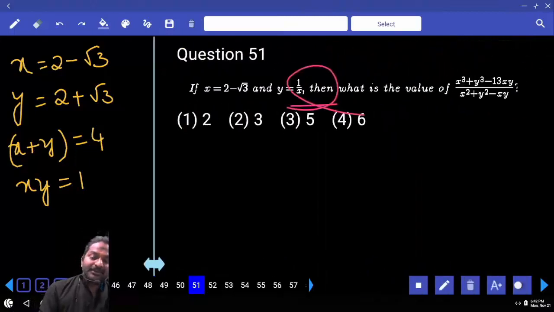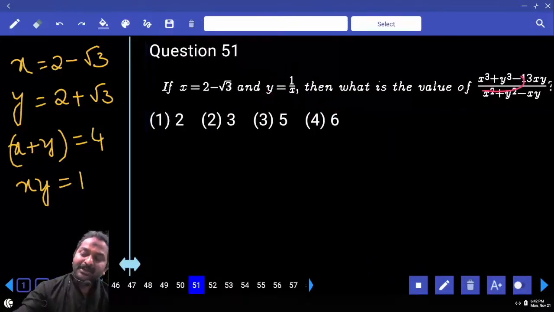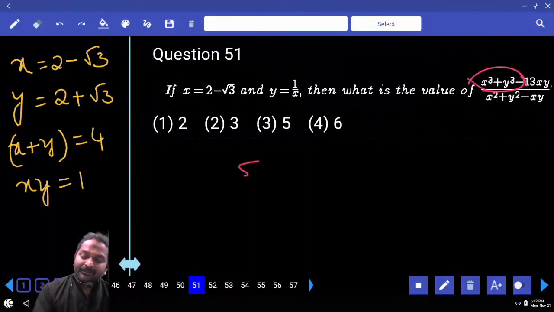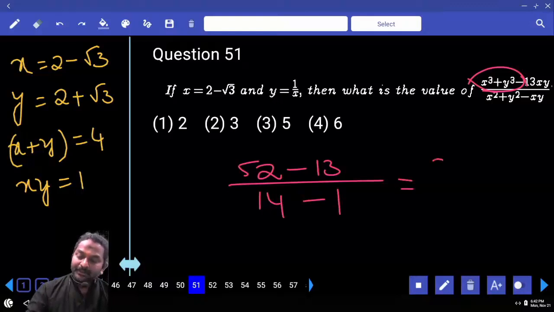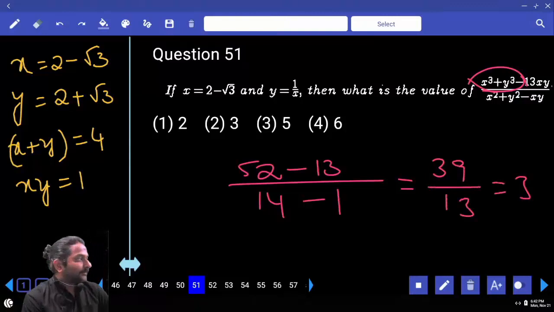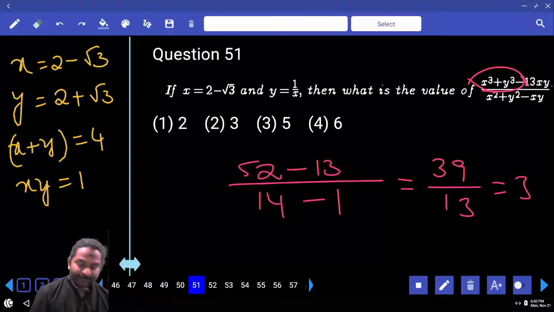So now, you know that x cube plus y cube is equal to 52 minus 13 into xy. 13 divided by x plus y whole square, 14 minus x into y, which is 1. How much is that? 39 by 13. Answer 3. Second option. Done. Next.